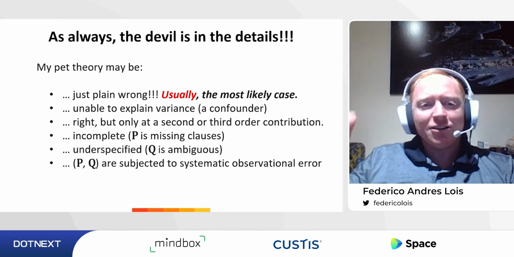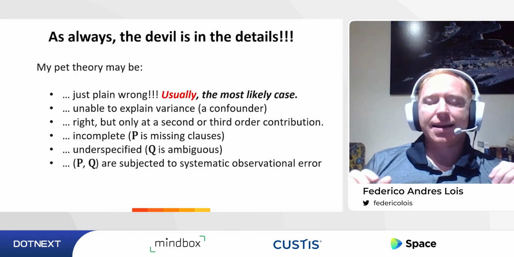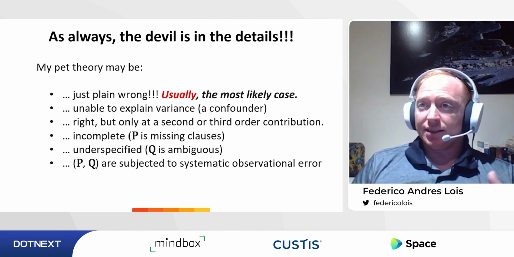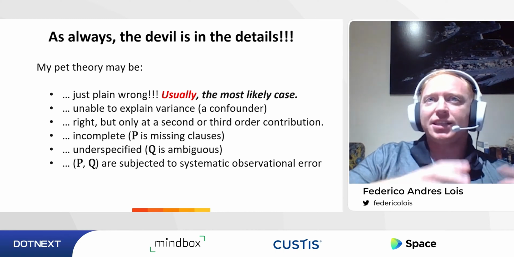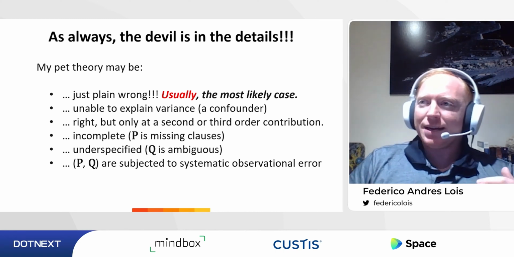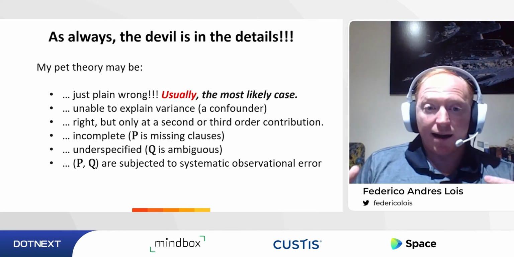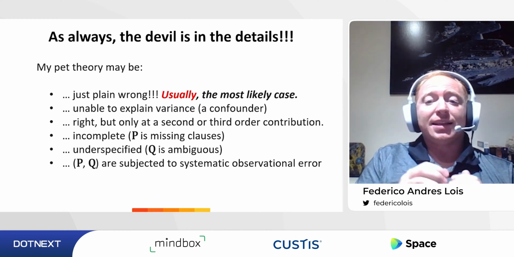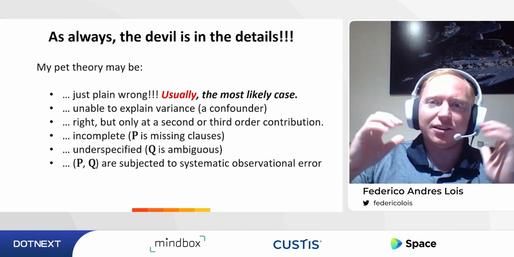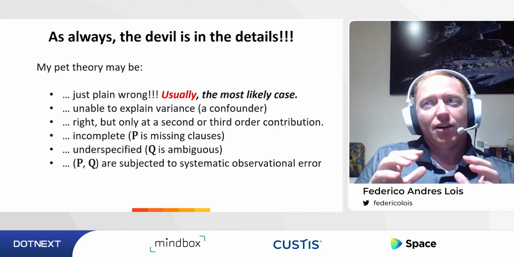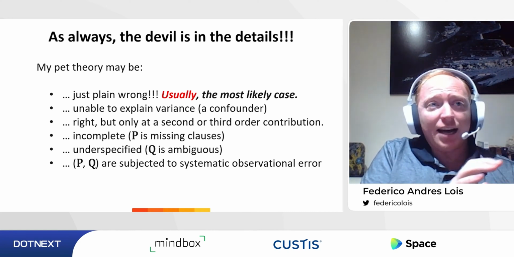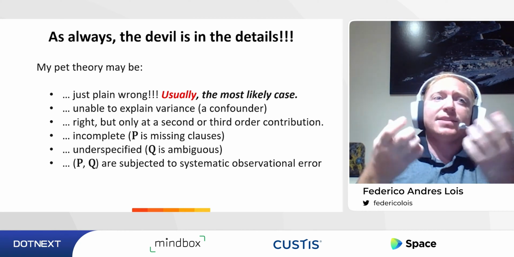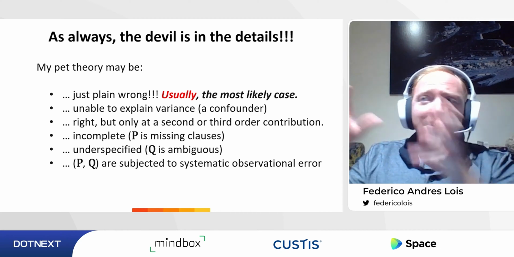But then comes the problem: I cannot actually show that it's plain wrong. The reason I cannot do so is that you may just be unable to explain the variance in there, so it's actually a confounder. You can see correlations in there, but we have these off cases here and there that don't add up. Worse than that, you may actually be right, but only as a second or third order contribution, so the driving factor is not that one. Or it may be the driving factor at some point in time, but not at the next. So your actual theory is incomplete, because your P must account for it being the driving factor in summer but not in winter, for instance.